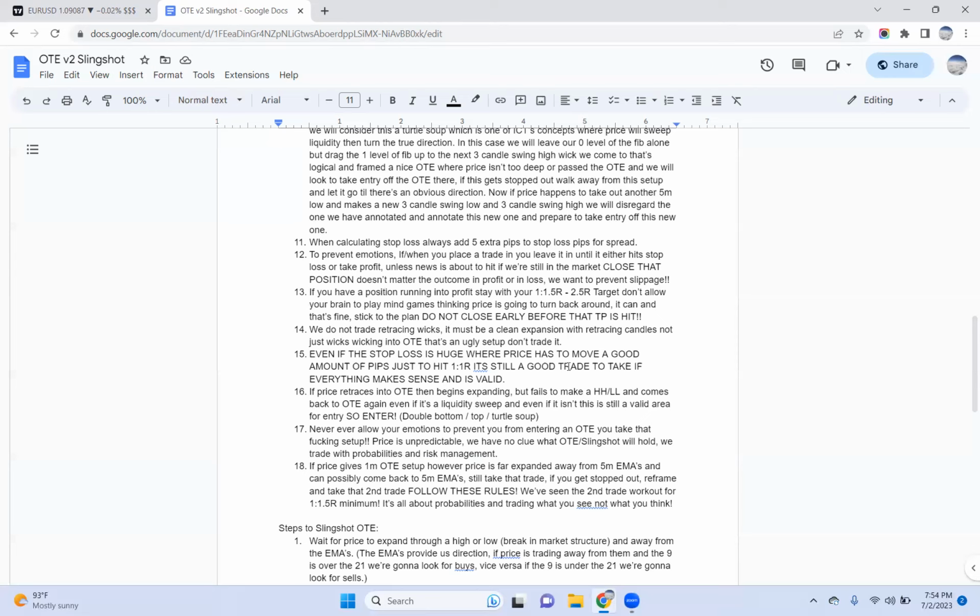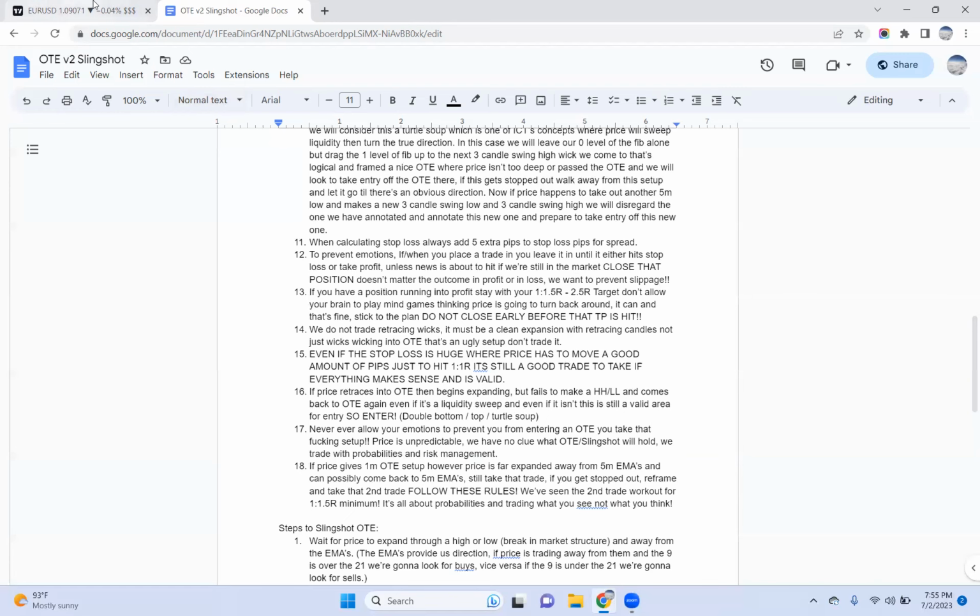I have seen the second trade work out for 1 to 1.5 R minimum. We live streamed it. It was last week. It's all about probabilities and trading what you see, not what you think, okay? I thought there that price was going to retrace back into a 5-minute retracement. Instead, the 1 minute gave an optimal trade entry slingshot, and my mind played tricks on me. I didn't follow my rules. I took a loss, didn't allow the second one, and the second one worked out. I would have made back my loss and some profit. So stick to your rules, stick to the game plan, y'all.